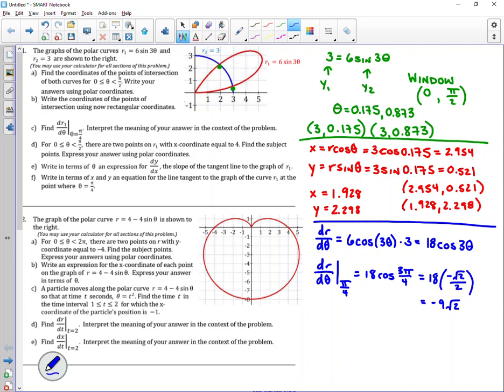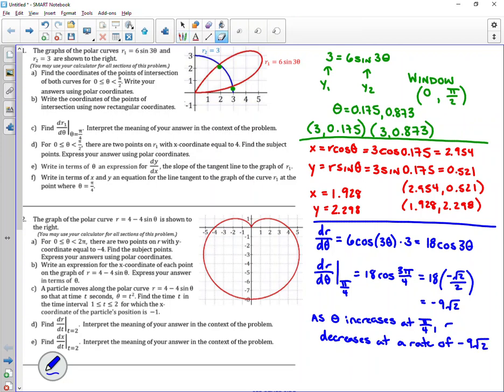Okay, now the interpretation is that as theta increases at pi over 4, r is doing what? Decreases at a rate of negative 9 root 2, or at a rate of 9 root 2. I don't know if you need the negative. I don't think they'd penalize you if it was like a double negative, but it's better if you just say r decreases at a rate of 9 root 2.